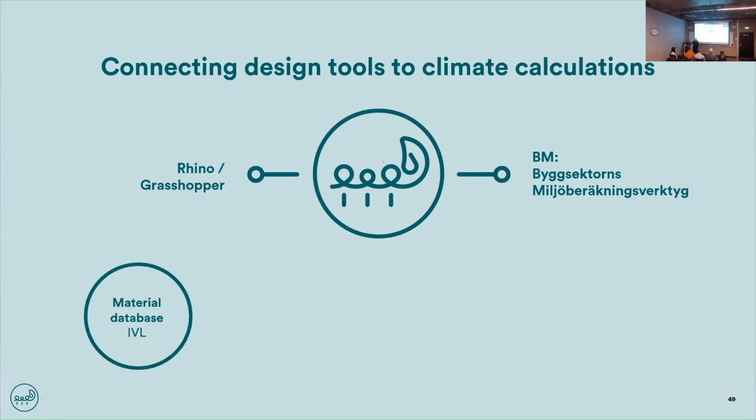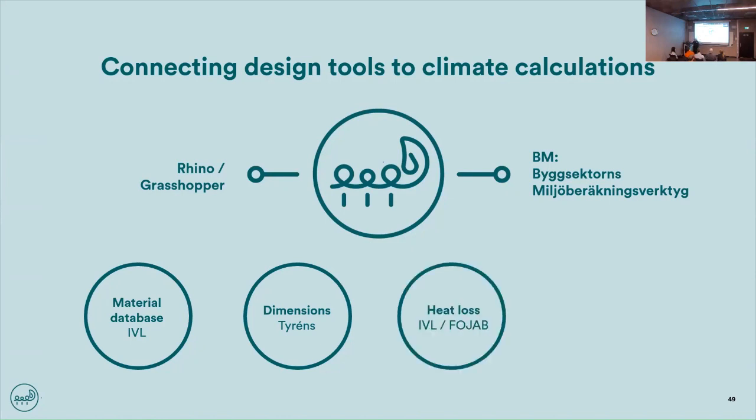And then connected to that, so that's sort of the base for the climate calculations. And then connected to that is this material database that's hosted by IVL. And we have a tool for dimensioning that's developed by Tyrians, that's also acting in close to real time. Dimensioning is obviously super important when calculating climate impact. The quantity of materials matters. So if we sort of dimension wrongly, then that has a big impact.